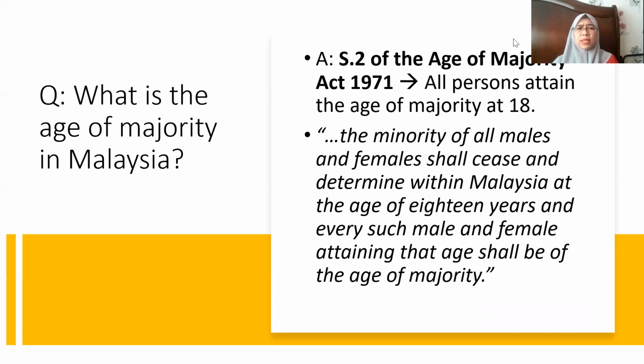The minority of all males and females shall cease and determine within Malaysia at the age of 18 years. This means that if you are 17 plus, or yet to reach 18, you are considered a minor. And every such male and female attaining the age shall be of the age of majority. So we have the words minority and majority.